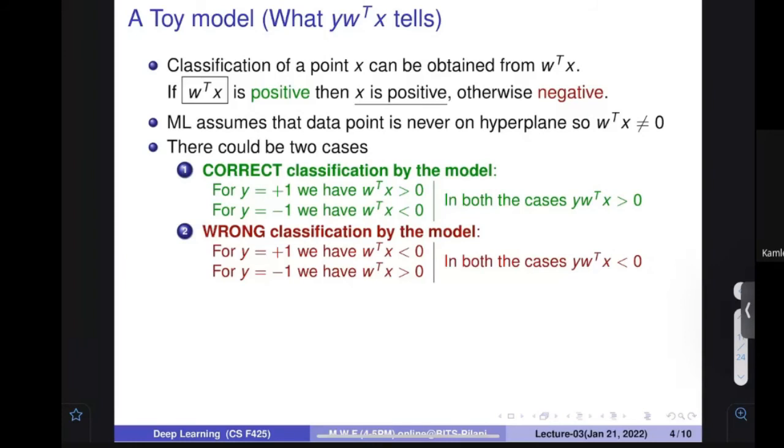In the other case, when my classification is wrong and Y was plus one, then W transpose X is going to be negative, and multiplying plus one with a negative thing gives a negative value. Similarly, in the other case, when Y was minus one and my model gave a wrong answer, W transpose X would be greater than zero. If I multiply these, Y into W transpose X is less than zero.